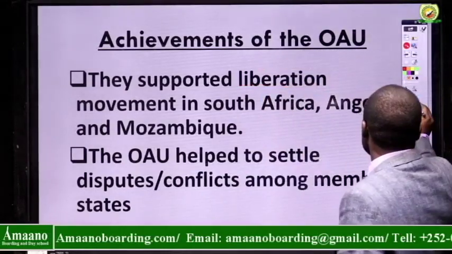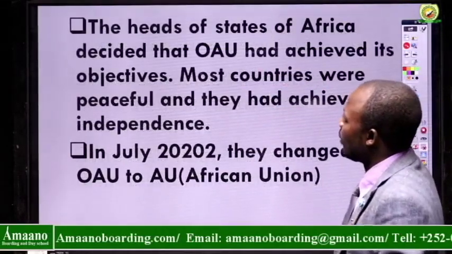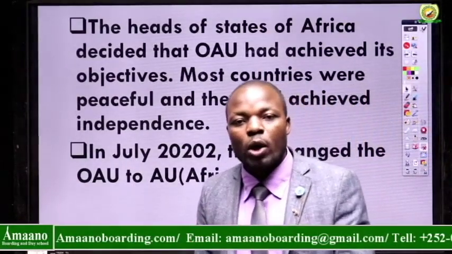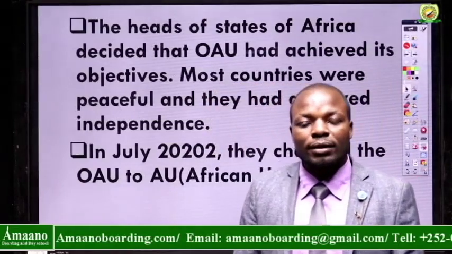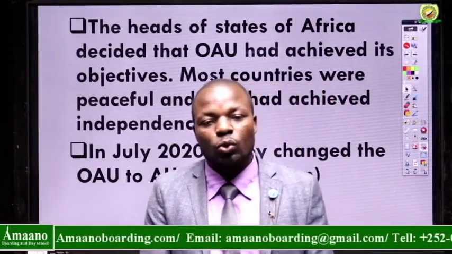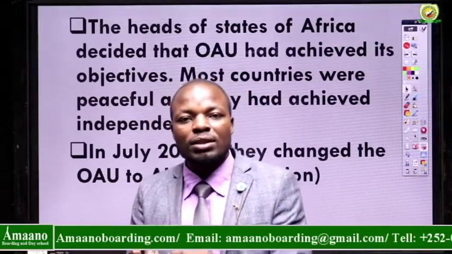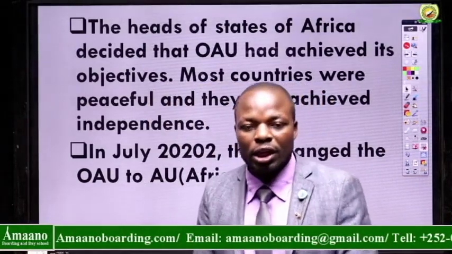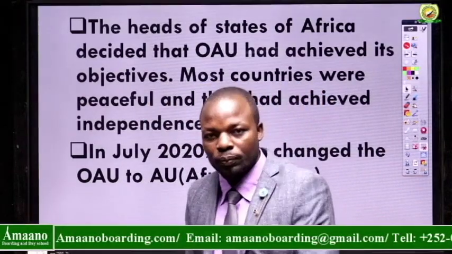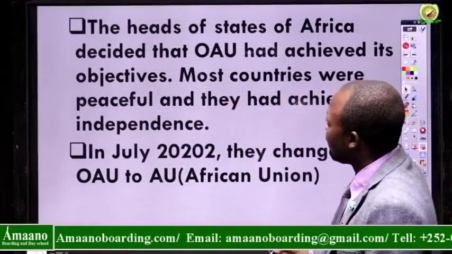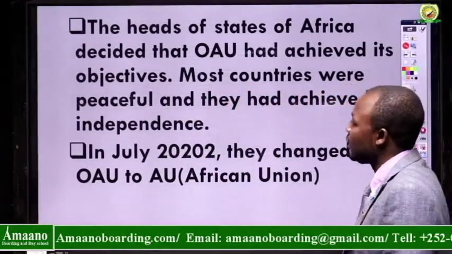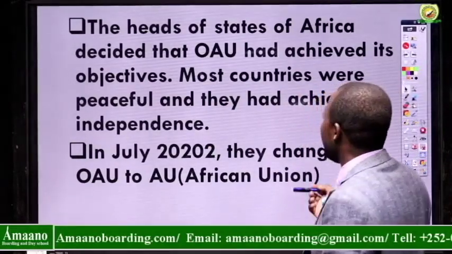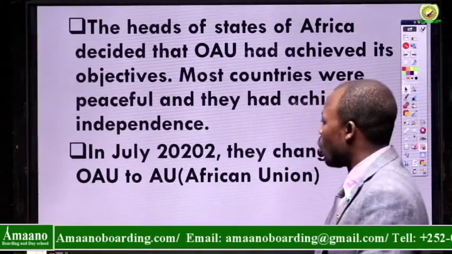The other thing is that the heads of state of Africa later decided that after some time, the OAU, the Organization of African Unity, its name changed. We want to see when it changed, why it changed, and which name it changed to. The heads of state of Africa decided that the OAU had achieved its objectives, and most countries were peaceful and had achieved independence.